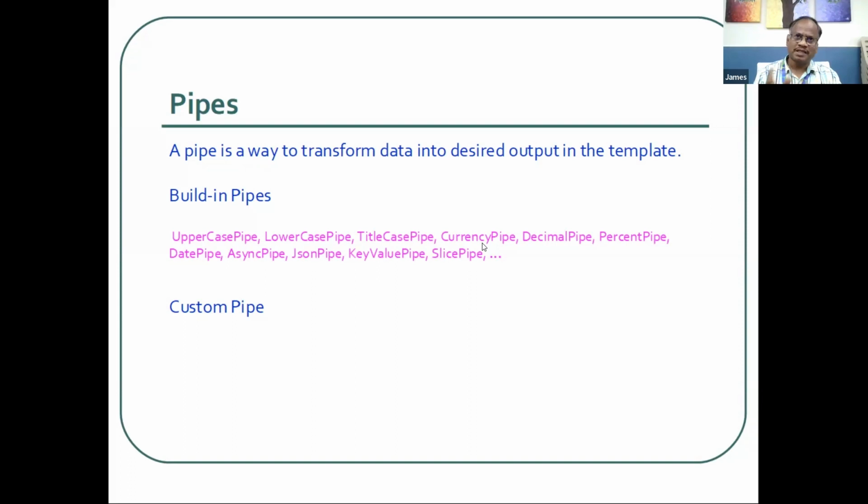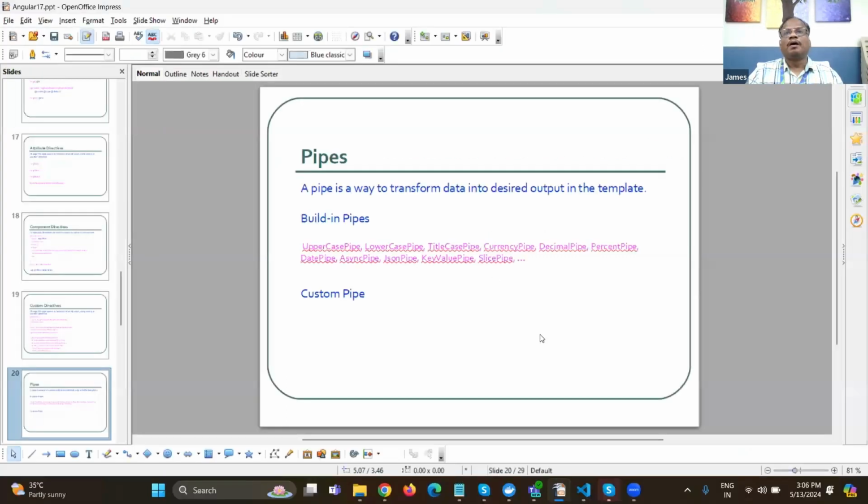But if you are not satisfied, or your requirement is not met with the built-in pipes, you can create your own pipe, which we can call a custom pipe. That also we are going to see in this session. First, let's discuss the built-in pipes. I will show the coding now.